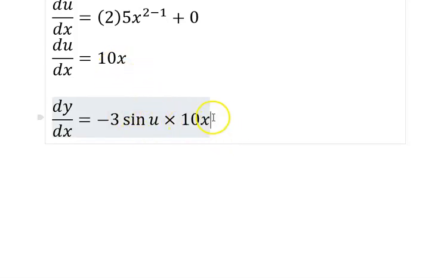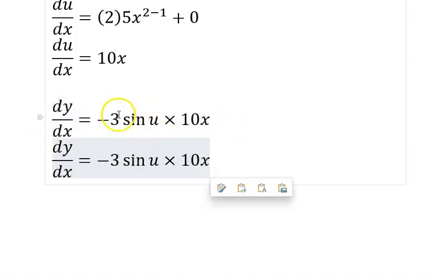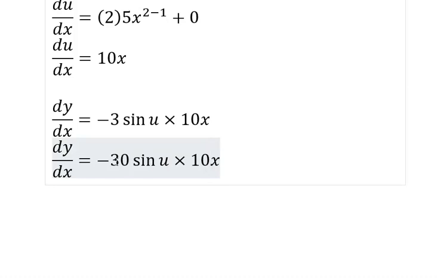So we're almost done. All we need to do now is to multiply this and this together. Minus 3 times 10 will give us minus 30. But we have x here, so it will be minus 30x. That means we've been able to multiply it together: minus 30x sin u.